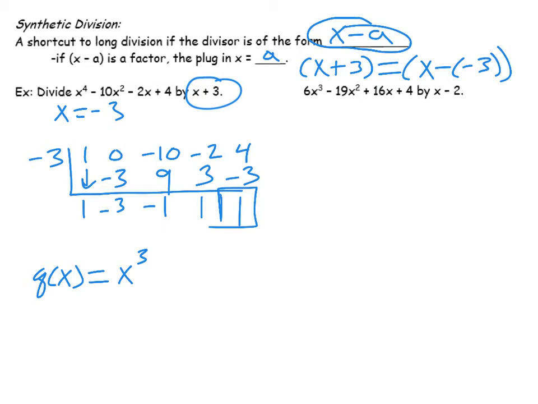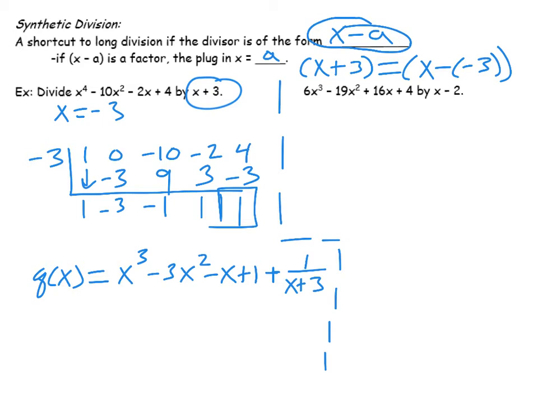It would be x to the third minus 3x squared minus x plus 1, plus 1 over x plus 1, right? Because we had a remainder, we put it over our divisor, and there we go. Okay, let's try it again.